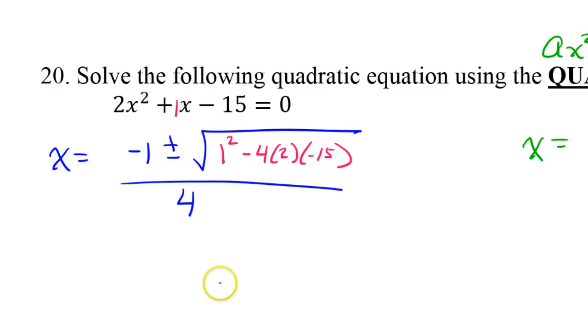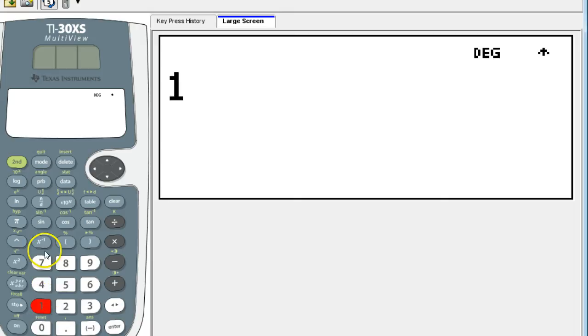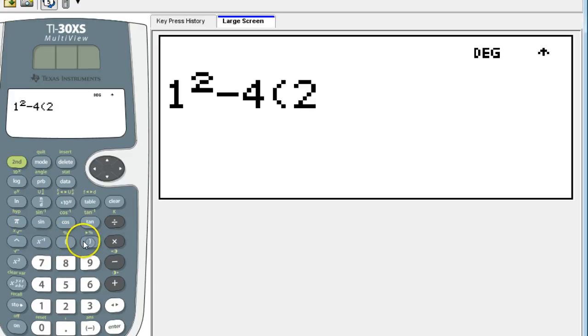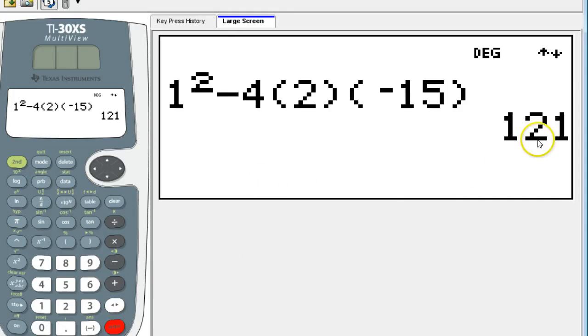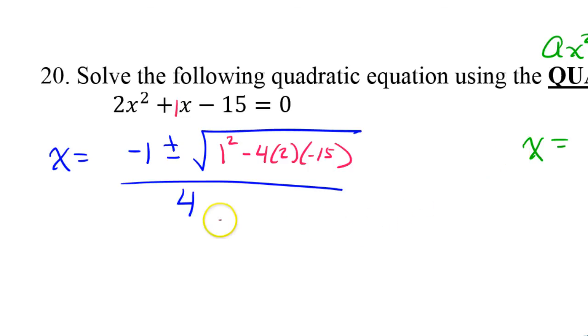Always calculate the discriminant first. So let's see, 1 squared minus 4 times 2 times negative 15. Alright, obviously 1 squared is just 1, so you could have just put 1. But anyway, minus 4 times 2 times negative 15. Okay, that is 121. That's my discriminant. Okay, so that's going to give me negative 1 plus or minus the square root of 121.